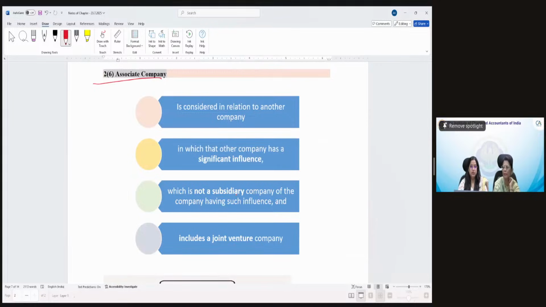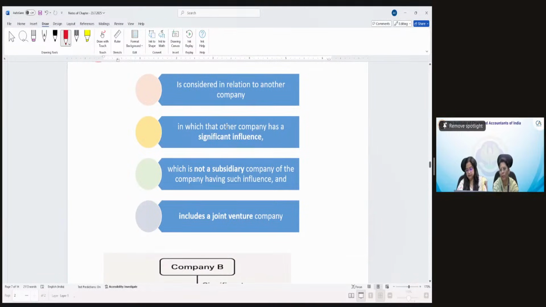Section 2, clause 6. Here it has specified the main aspect, what is the requirement for any company to be termed as an associate company. The associate company is to be considered in relation to another company. That means there will be two companies in order to draw the relation. So it is considered in relation to another company. This is the one aspect.